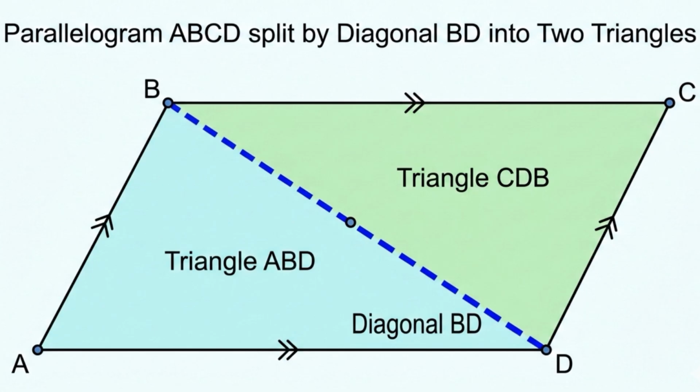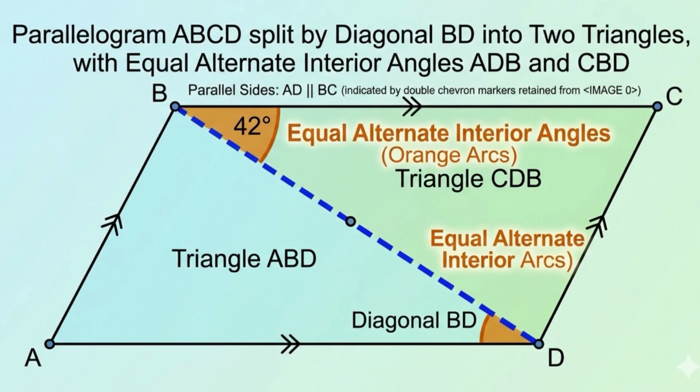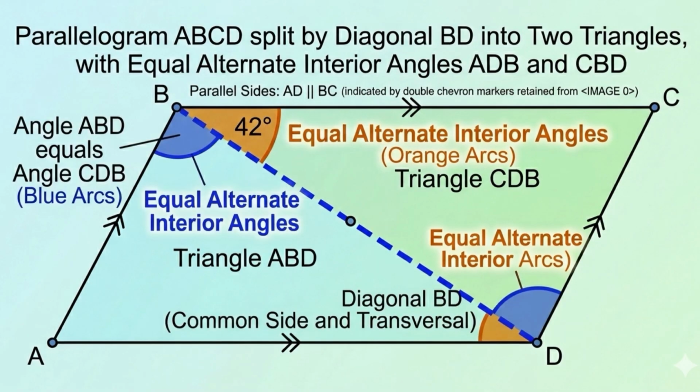Since AD is parallel to BC and BD is cutting through, BD is a transversal, right? So the alternate interior angles are what? Equal. So you can say that angle ADB is equal to angle CBD. These are the orange arcs you can see on the screen right now. Alternate interior angles are always equal when lines are parallel. And similarly, since AB is parallel to CD and BD is again the transversal, angle ABD equals angle CDB. Those are the blue arcs on the screen now.